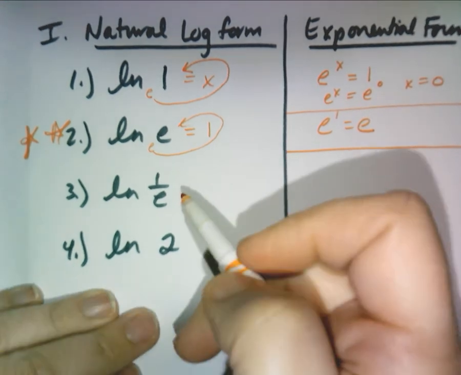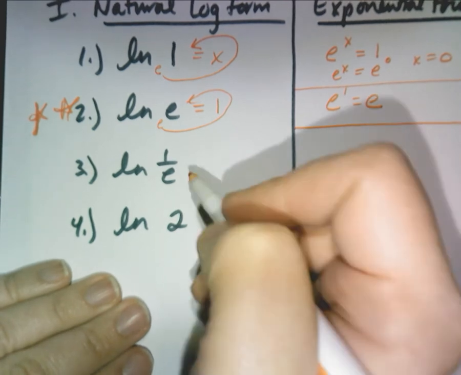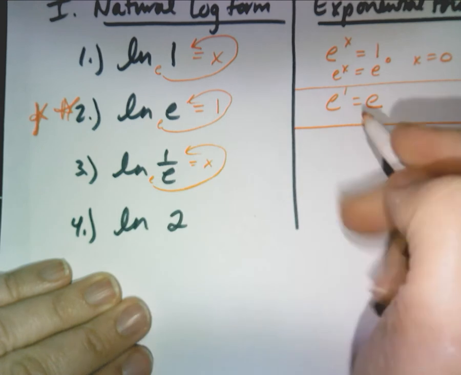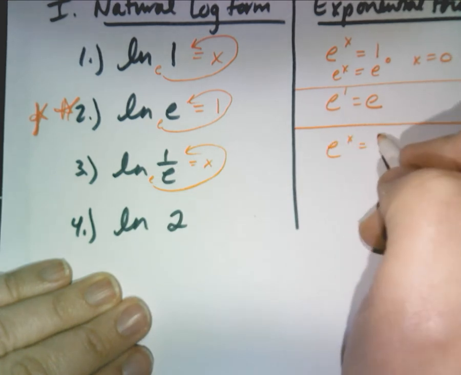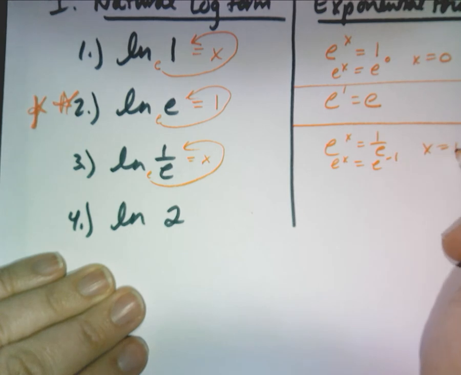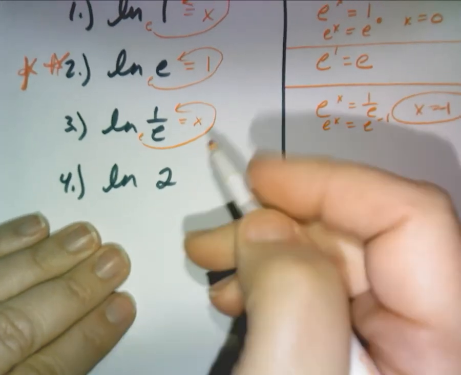All right, so this one, ln of 1 over e, anybody know what that would be? -1. Again, if you set it equal to x, you say e to the x equals 1 over e, or e to the x equals e to the -1. So it must equal -1. But this is the only one that you can't do, and again, I'll show you why.